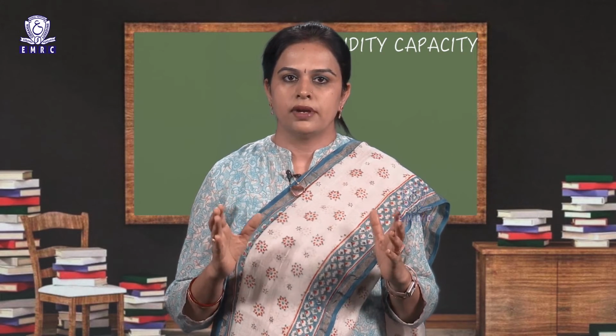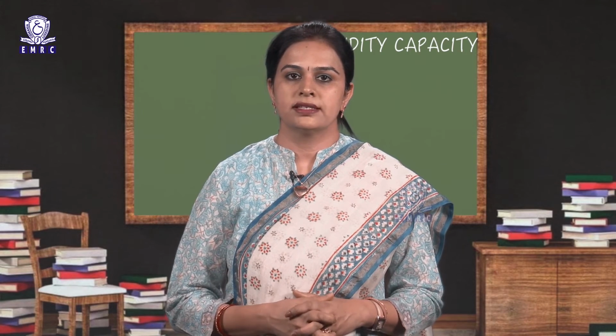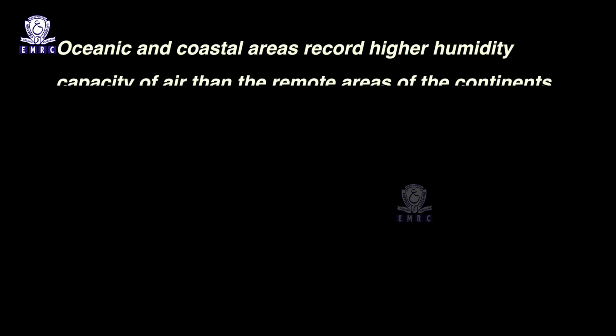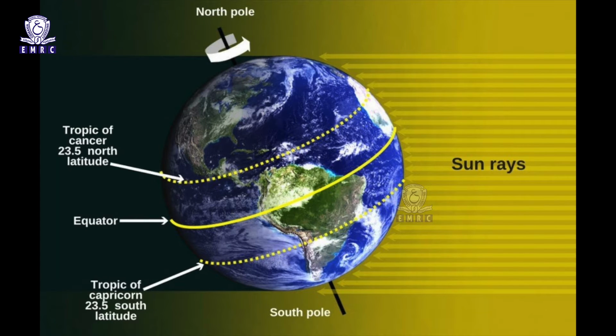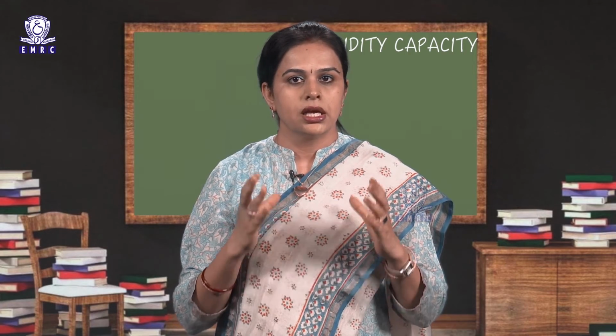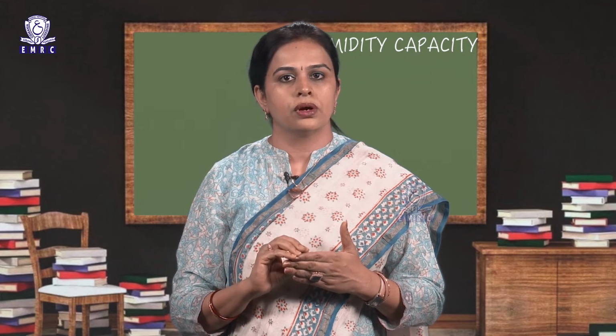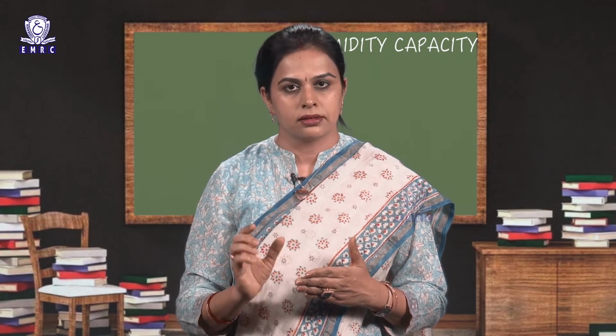The extent of land and water and wind velocity also influence humidity capacity. Oceanic and coastal areas record higher humidity capacity of air than remote areas of the continents. Humidity capacity decreases from the equator poleward. The air having moisture content equal to its humidity capacity is also called saturated air.